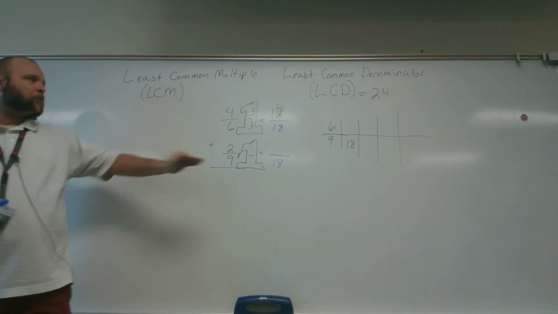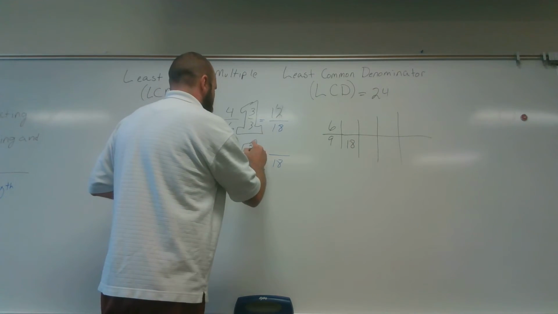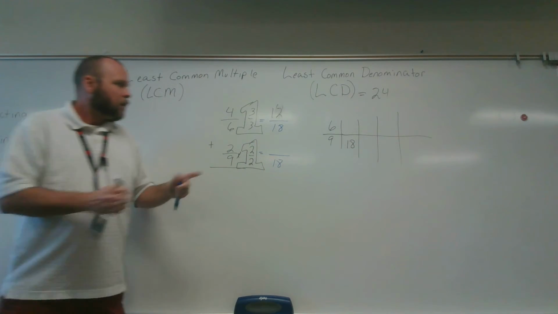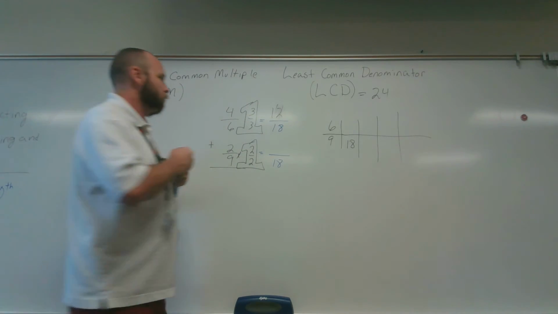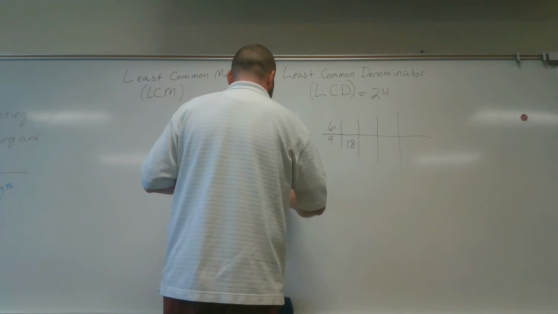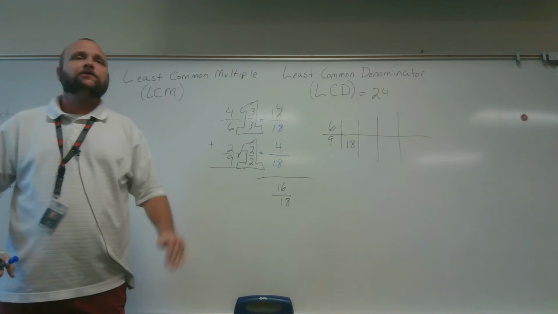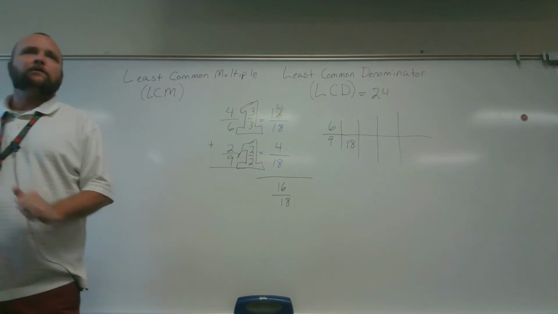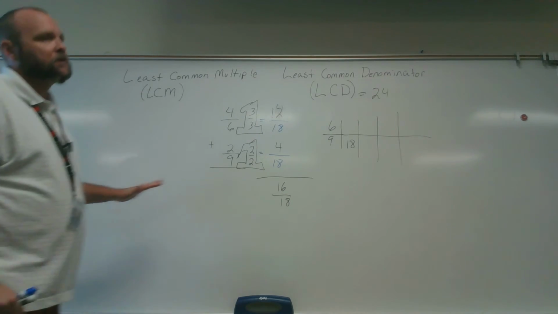Okay, so what do I multiply 2/9 by? 2 over 2. Because 9 times 2 is 18. 2 times 2 is 4. So as a reminder also, when you add fractions, you only add the numerators. The denominators stay the same.